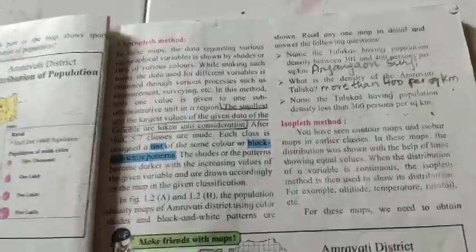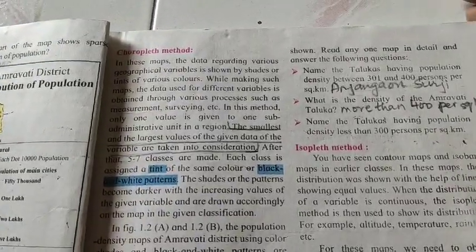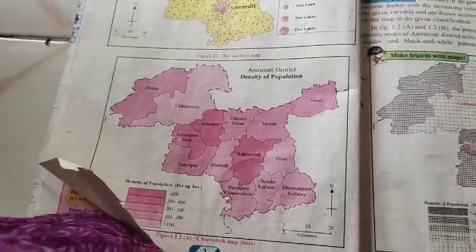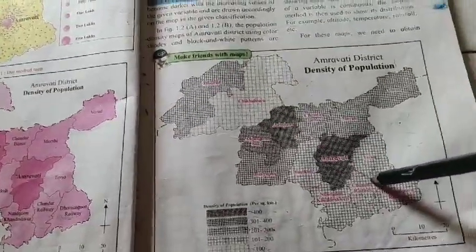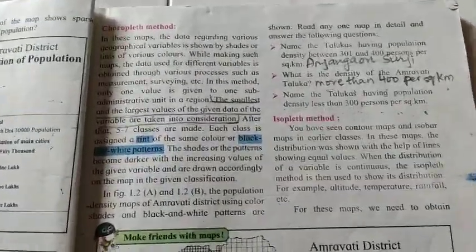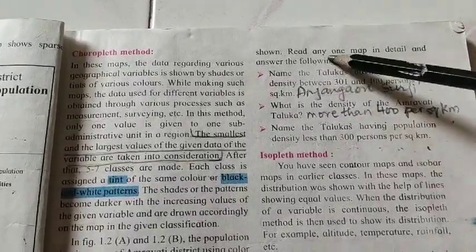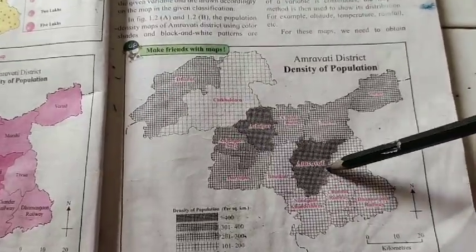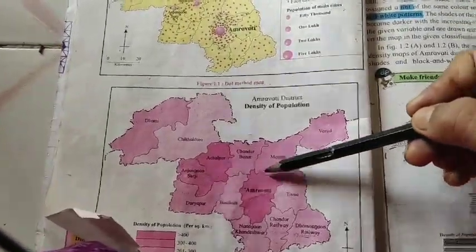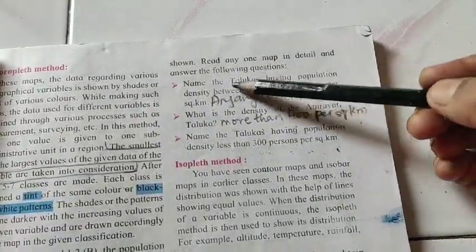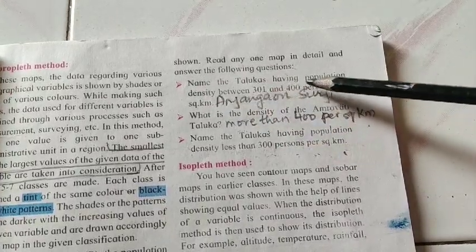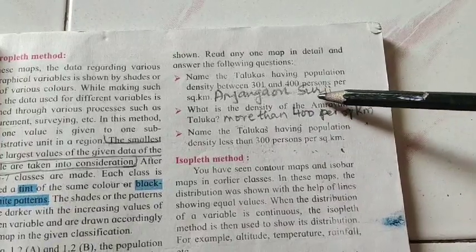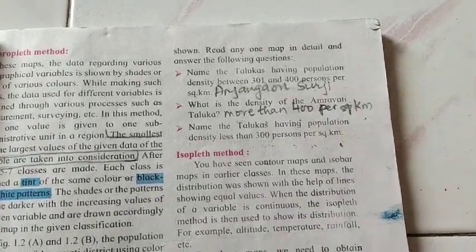So what do they say? Read any one map in detail and answer the following questions. So let us consider this map, the black and white patterns. The answers that you will get to these questions will be the same whether you consider the black and white patterns or the tint patterns. So what is the first question? Name the talukas having population density between 301 and 400 persons per square kilometers.